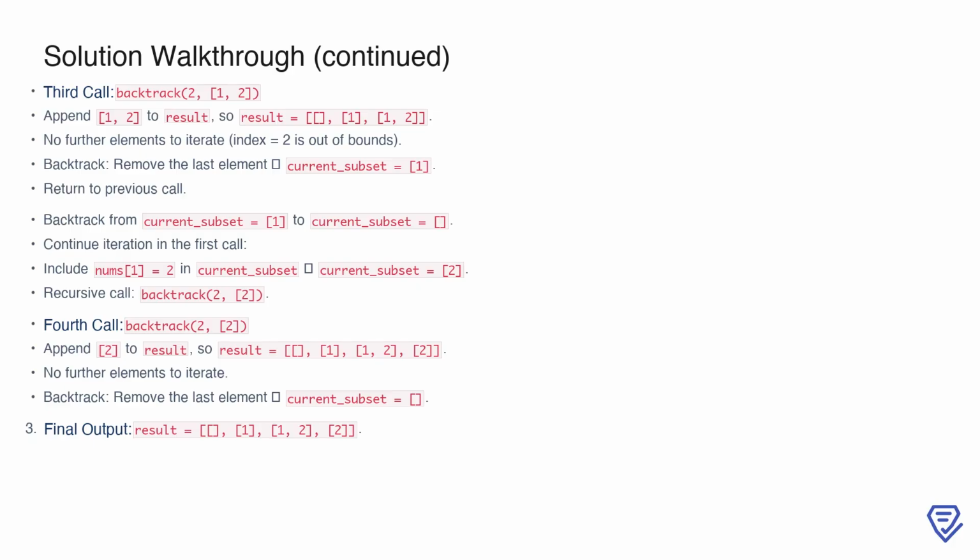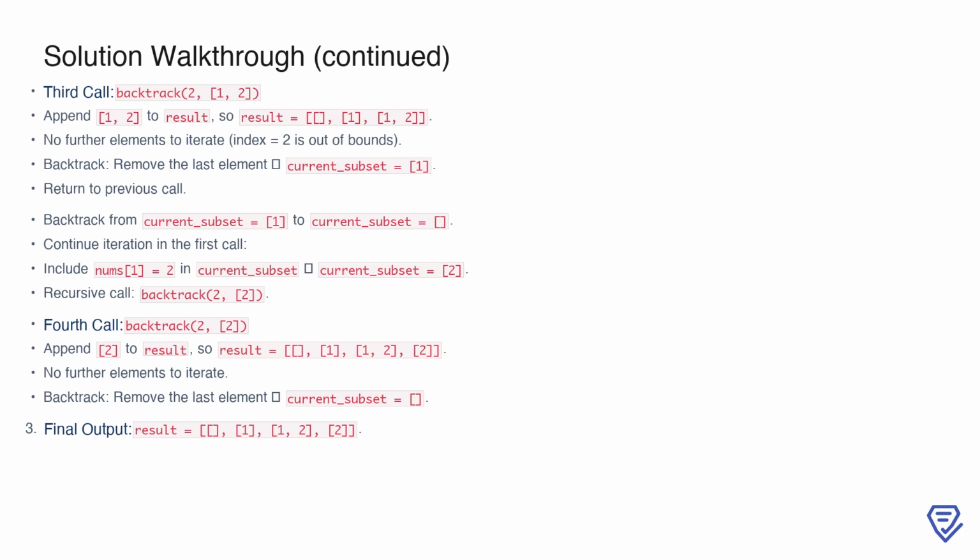We return to the previous call and continue backtracking further, removing 1 from current_subset, so it becomes an empty list again. From there, the iteration in the first call proceeds to the next element, nums[1] equals 2. This value is added to current_subset, resulting in [2], and we make another recursive call to backtrack with start equals 2 and current_subset equals [2].